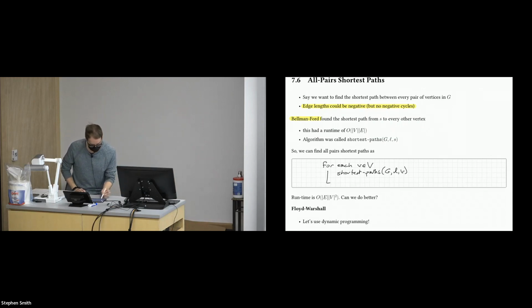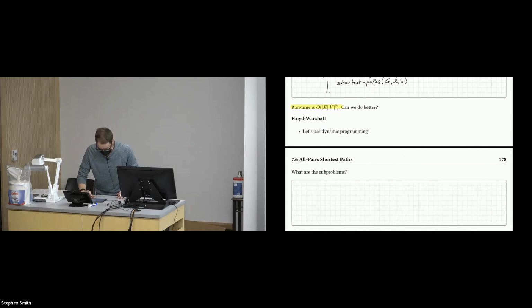So this will run in big O of E times V squared time, right? Because Bellman-Ford ran in V times E and we do it V times. So the question is, can we do better? The answer is yes, but we're going to use dynamic programming to do it. This is a clever algorithm. I would say it's not easy to come up with these subproblems on your own, although it follows the exact same pattern that we've been doing.